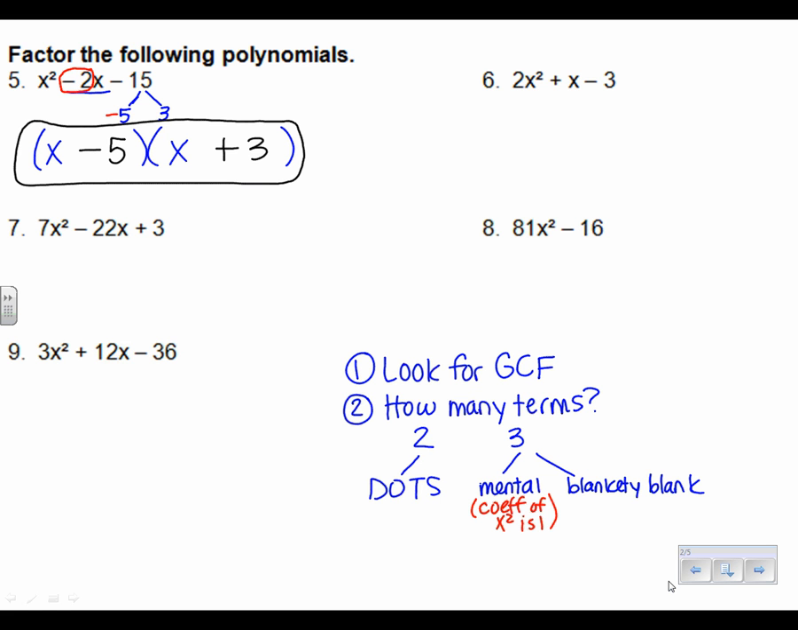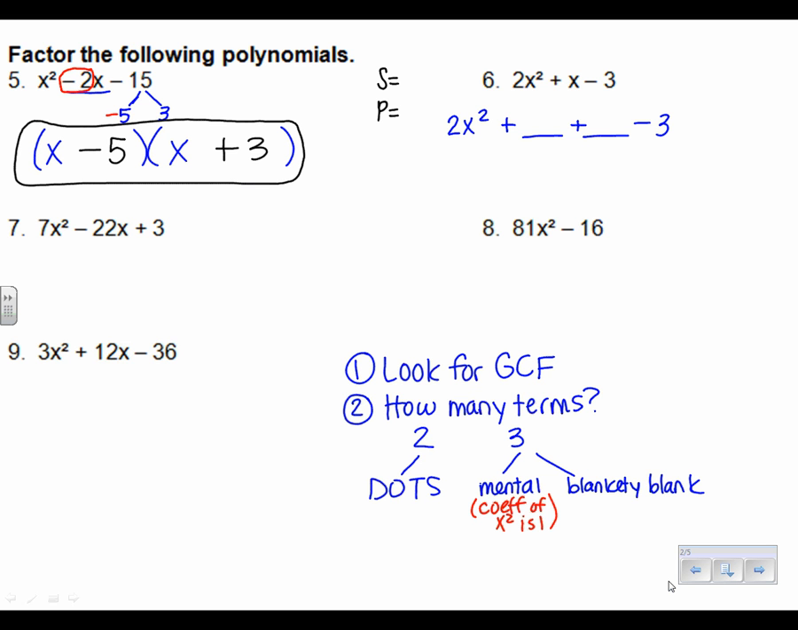Okay, number 6. I look for a GCF. I see a 2, a 1, and a negative 3. There is no GCF. So now I ask, how many terms are there? Well, I see 1, 2, 3 terms, and I don't have a coefficient in front of x squared that's a 1. I'm going to have to use the blank-blank method. So this is where I write my first term, 2x squared plus blank, and then my last term, minus 3. And if it helps you, off to the side, you can write what your sum needs to be and what your product needs to be.